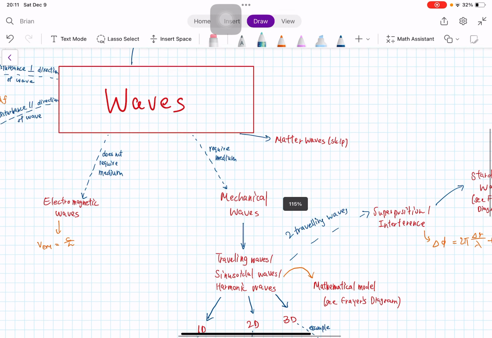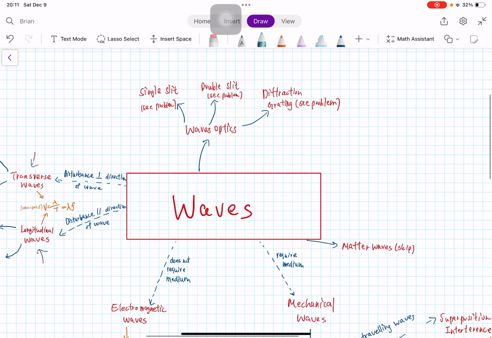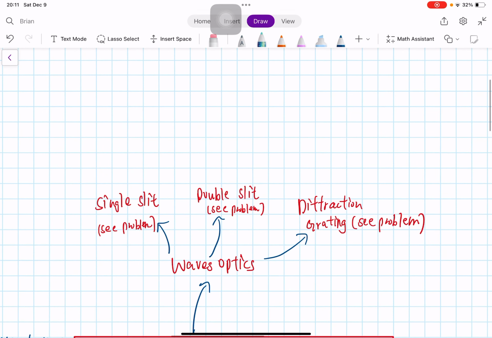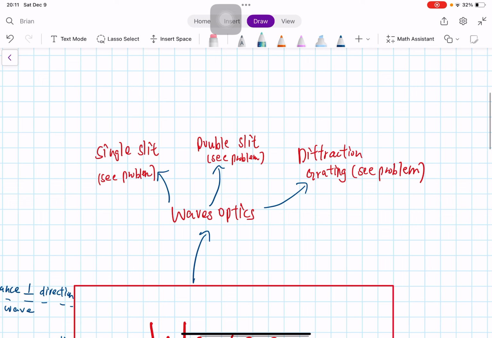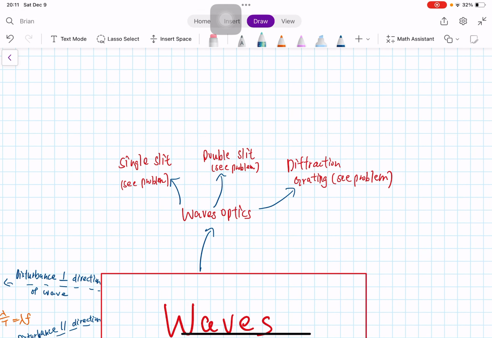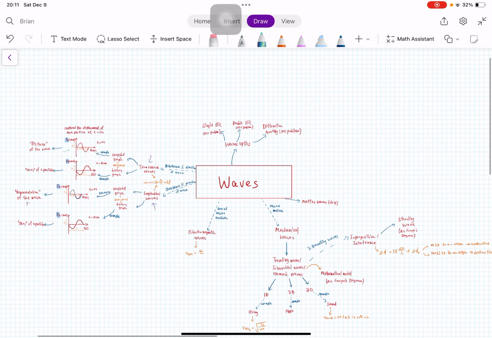So these are all the mechanical waves that we're dealing with in this chapter. Then there's another extended topic, which is called wave optics. For wave optics, we can classify it into single slit, double slit, and diffraction grating. I included one problem for each of the phenomena, so I'm not gonna waste too much time here. That basically concludes the whole unit of waves. Thank you.